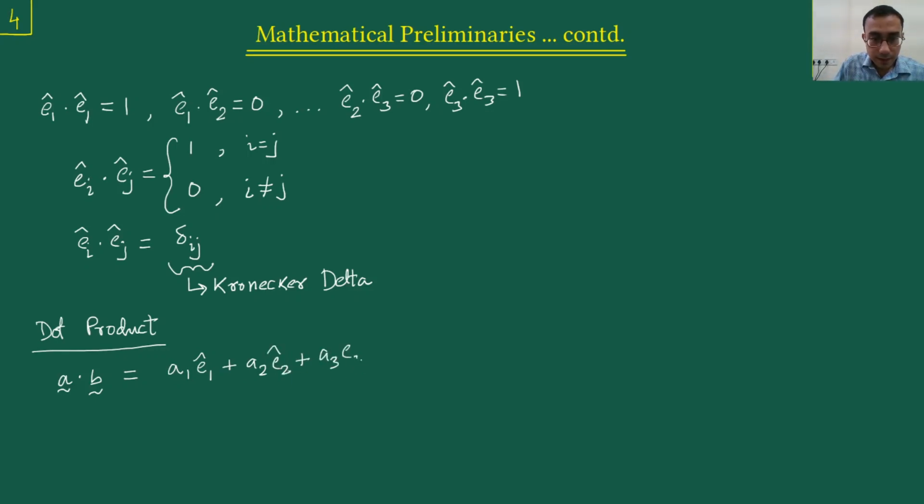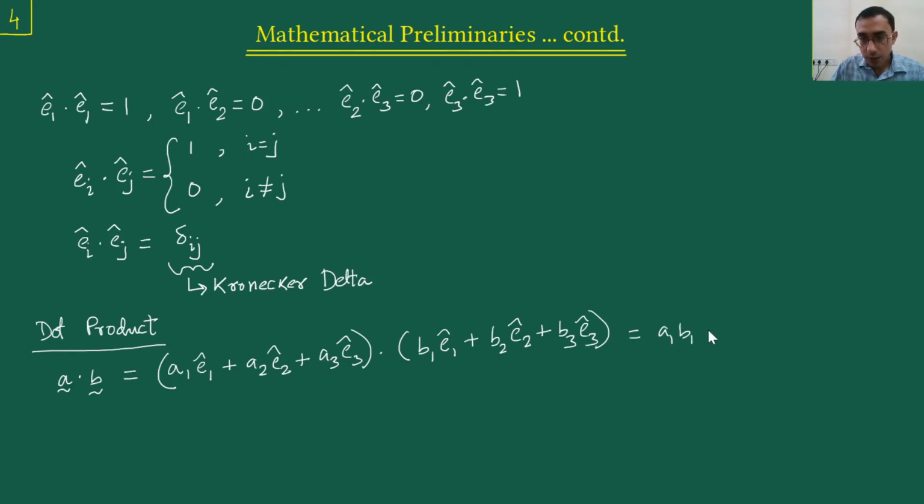You know that this is simply a1 b1 plus a2 b2 plus a3 b3. We know this. And you can very well understand that this is simply ai bi. The moment I write this ai bi, this is pure index notation.